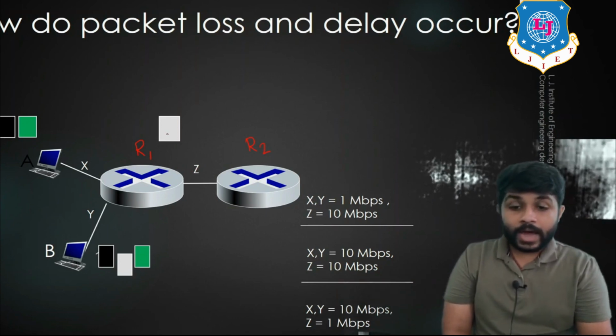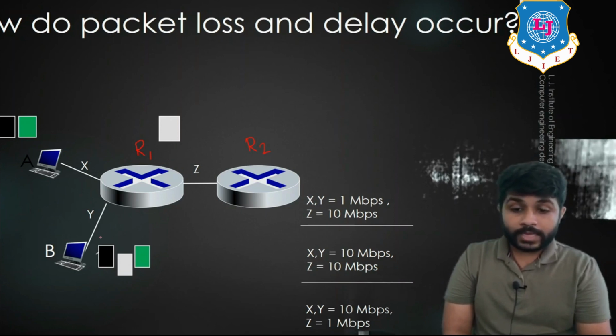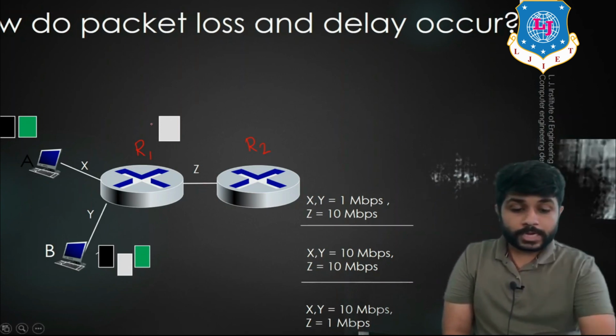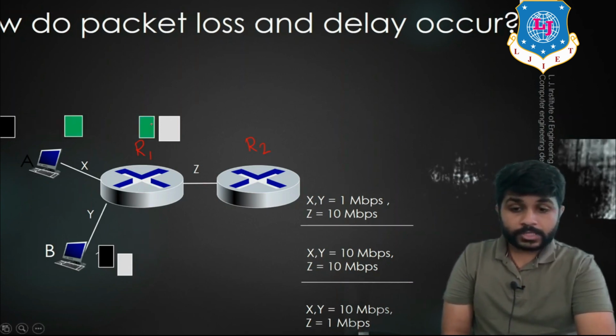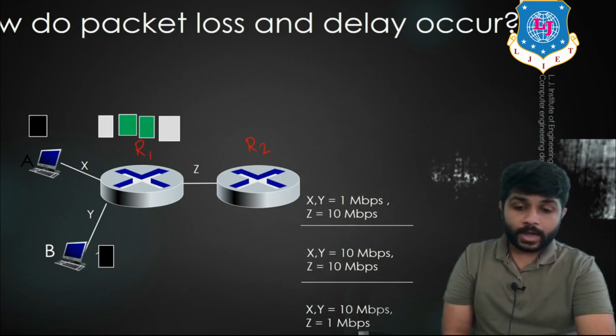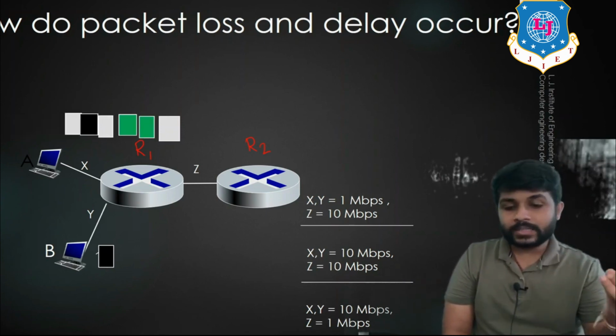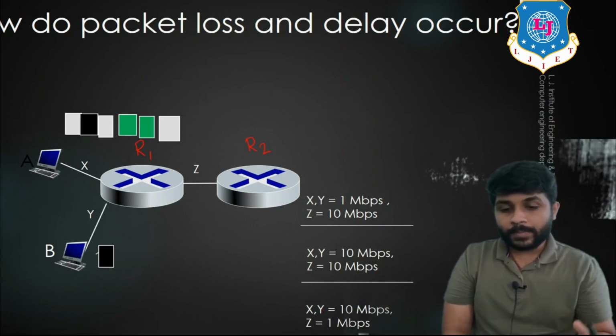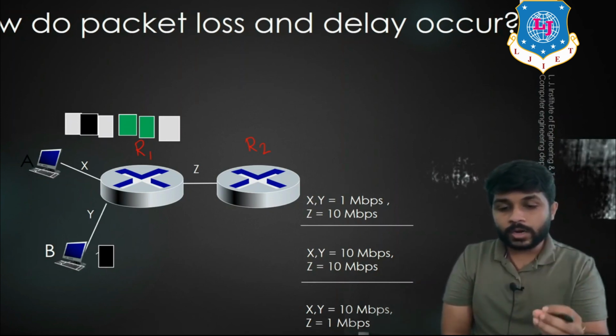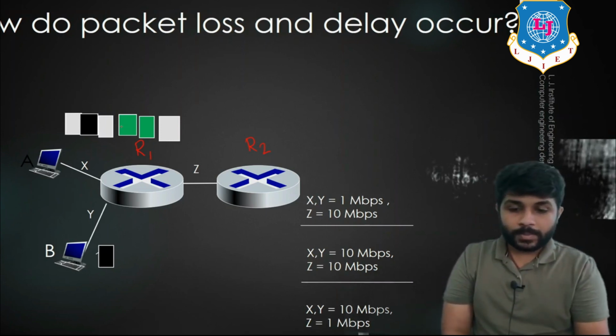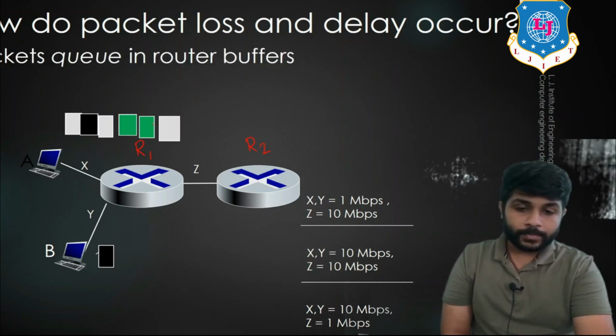Are you getting it? Because X and Y are high speed and Z is low speed, R1 will receive all the packets at a very high rate, but it will not be able to forward them that fast. So what will happen is that all the packets will be queued up at R1. You can see that all the packets are queued up, and because this queueing is happening at R1, it will create delay.